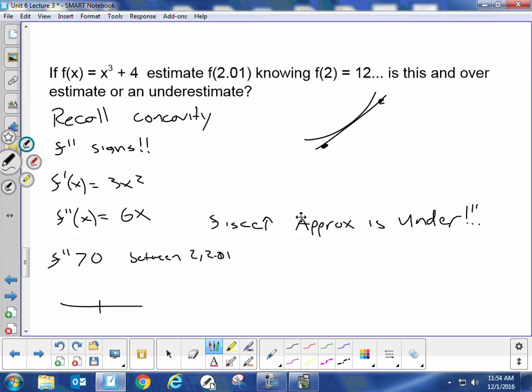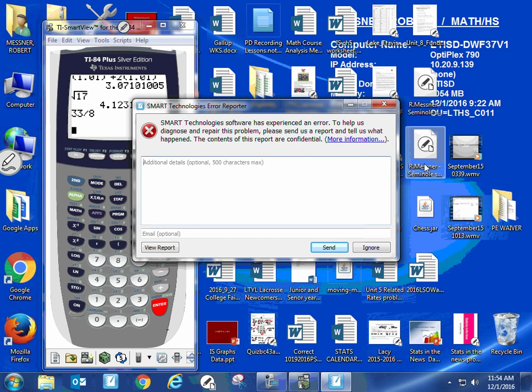Let's go ahead and find the approximation really quickly, and then you guys can get out of here. Your homework is a worksheet, though. I'll leave it at the back. So f prime is 3x squared. F prime at 2 is what we're going to focus on. That's 12. My equation would be y minus 12 is equal to 12 times (x minus 2). You get 12.12 as your approximation. That is definitely under because of the concavity of your graph.